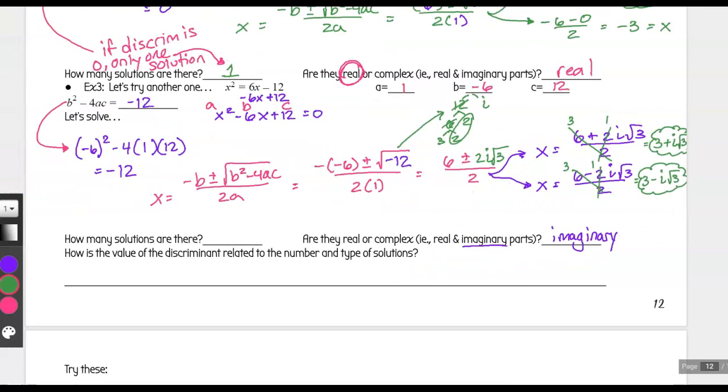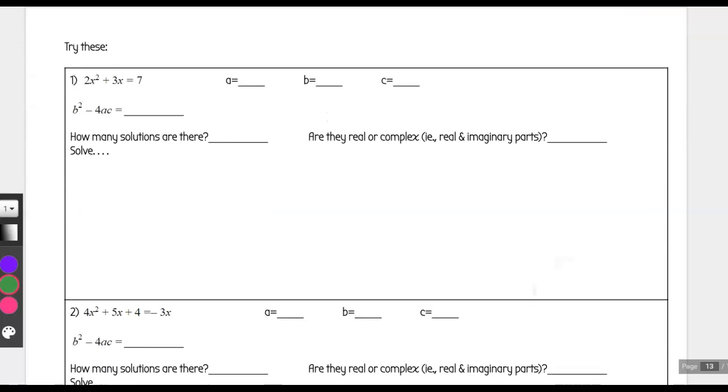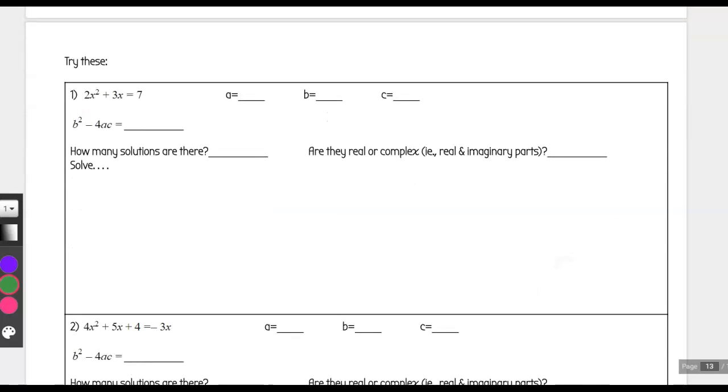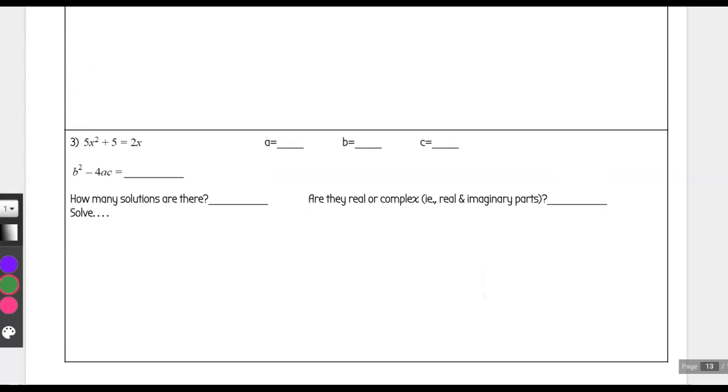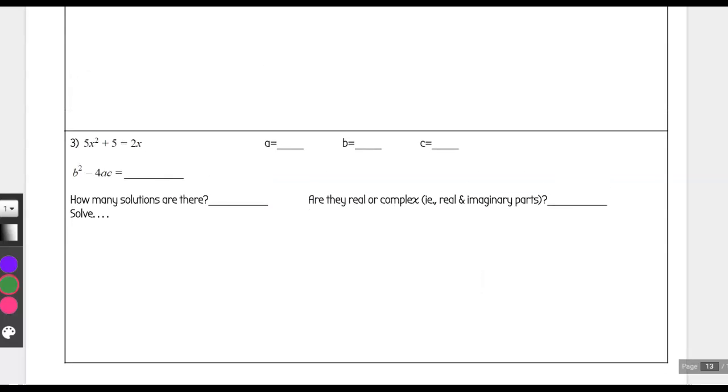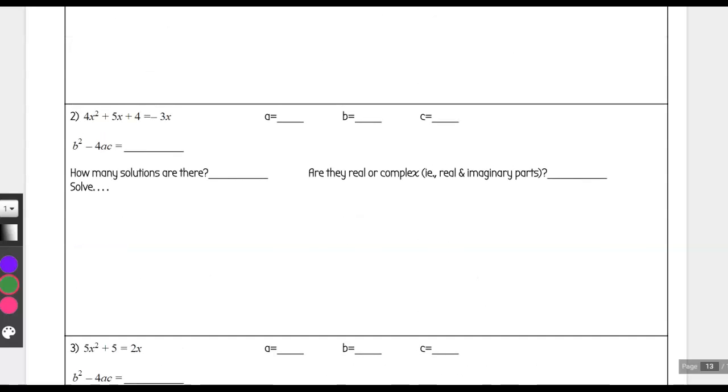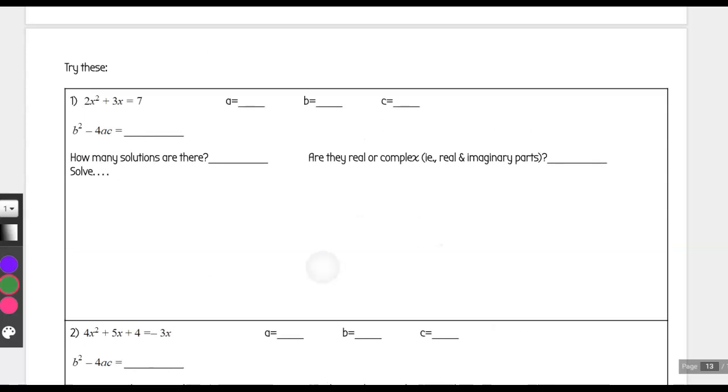So how many solutions were there? Technically 2, but they are what? Imaginary. All right, go ahead and try. Shoot, I don't know which one is imaginary. Yes. Try number 1, guys.